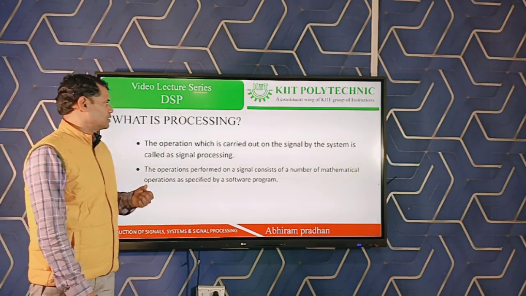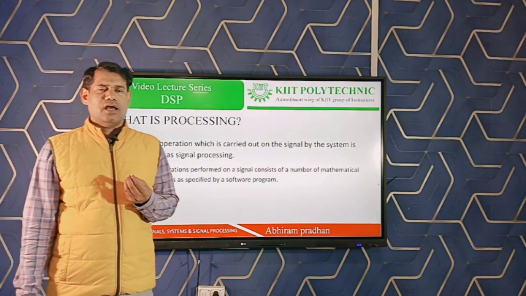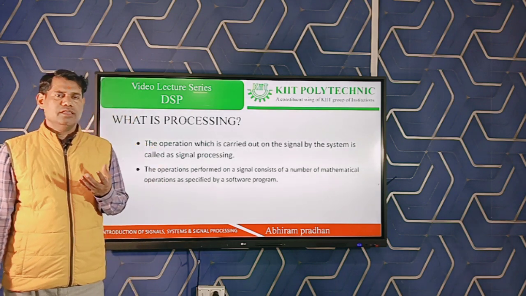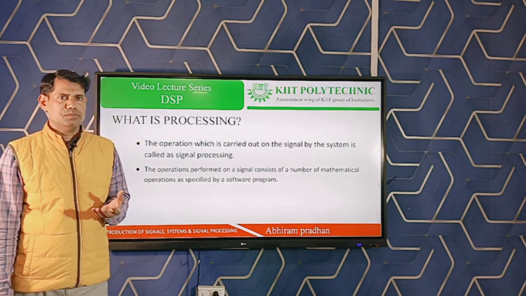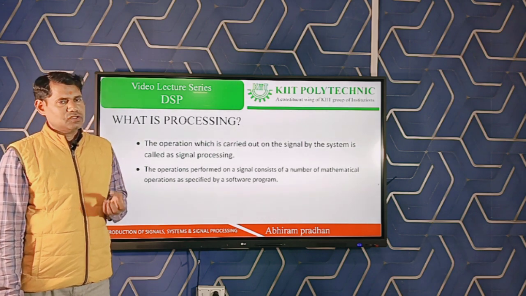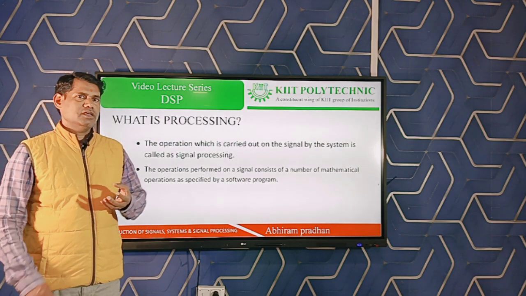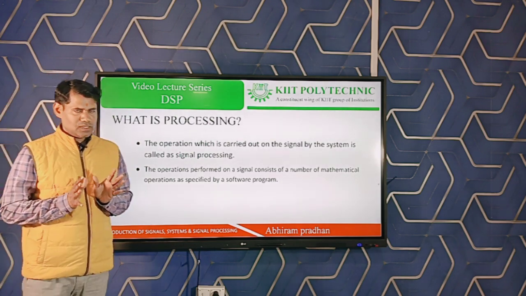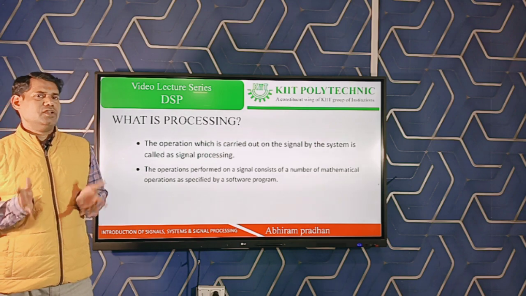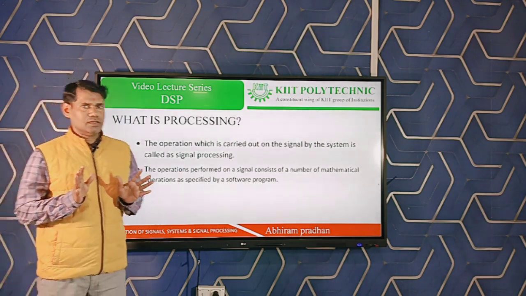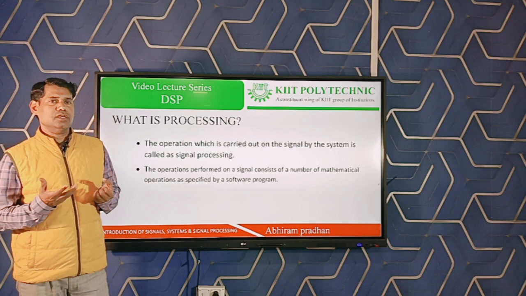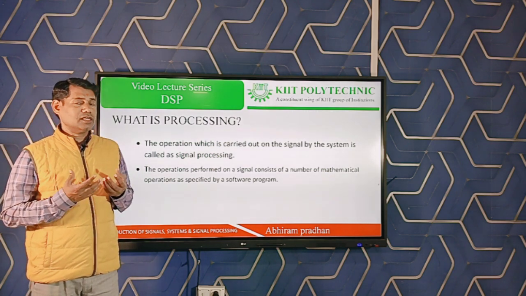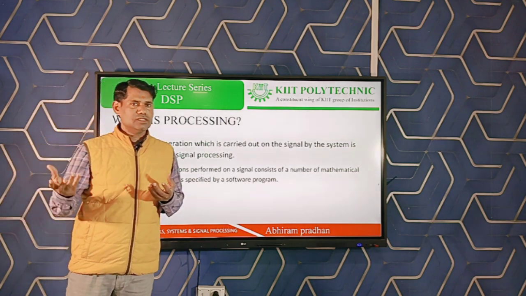Then what is processing? Processing means an operation is being done on a signal. That operation can be a mathematical operation, integration, or a logical operation. Whenever any operation is done on a signal, that whole phenomenon is called processing. The device which is doing the processing is called a processor. Depending upon the device, it can be an analog processor or a digital processor.